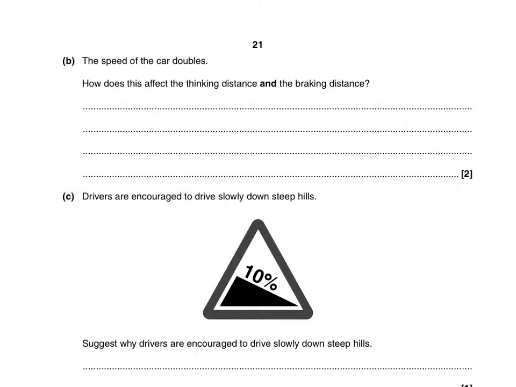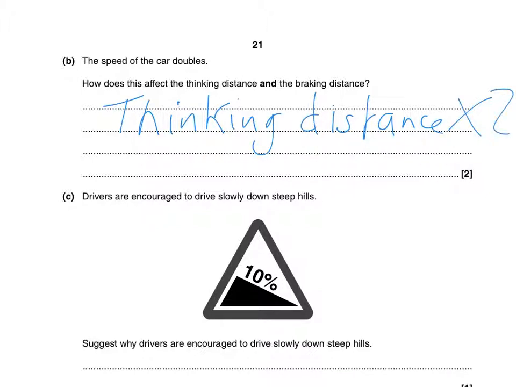Okay? On to part B, sorry. So the speed of the car doubles. How does this affect the thinking distance and the braking distance? So if the speed of the car doubles, we know that the thinking distance is going to, what's it going to do? It's going to double as well. Okay? So speed doubles, thinking distance doubles. You're going to travel twice as far in the same amount of time. However, what you always have to remember, what's going to happen to the braking distance? The braking distance is going to quadruple, okay?